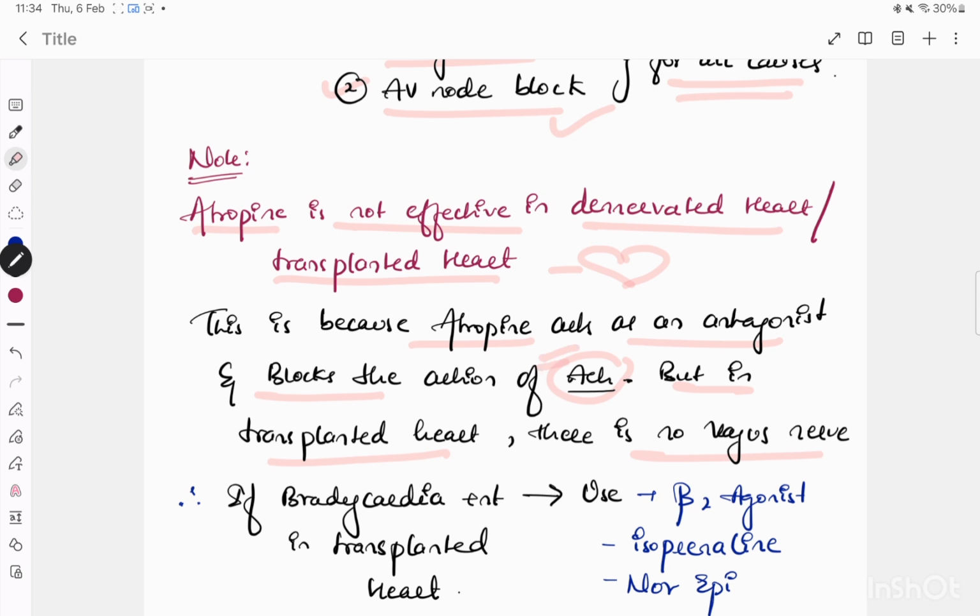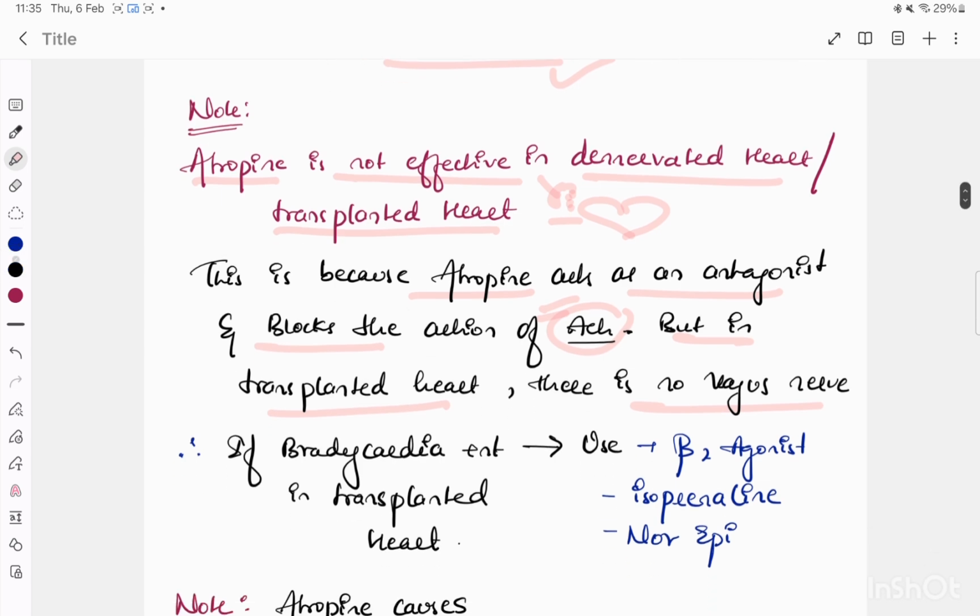But in a transplanted heart, what is happening? There is no vagus nerve coming here and giving acetylcholine over here. It is just a transplanted heart. So therefore, atropine cannot act in this situation. Thus, if bradycardia is present in such a heart and we give atropine, no effect will be seen.